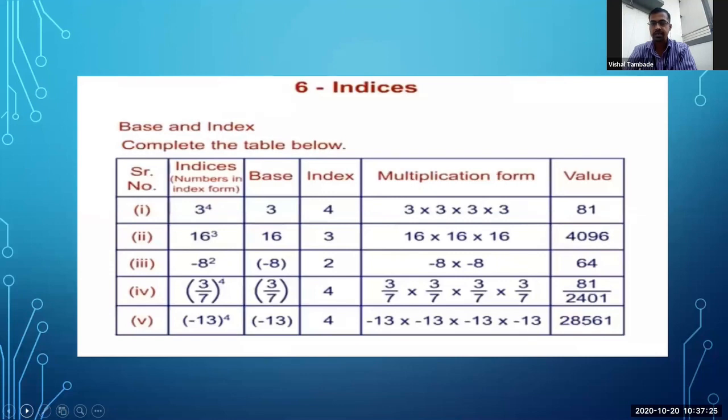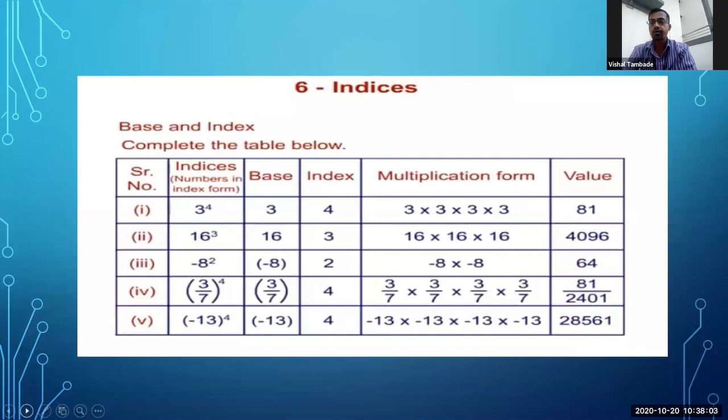3 is the base and 4 is the power, means index. Now recognize which is the base and which is the index. Here 3 is the base and 4 is the index. What is the multiplication form? We have to multiply 3 four times. How many times? 4 times, because our power is 4. That's why we multiply 3 four times. So the multiplication form is 3 multiplied by 3 multiplied by 3 and multiplied by 3.